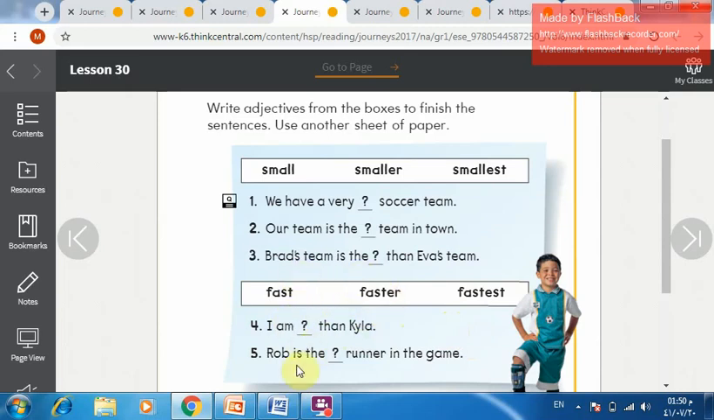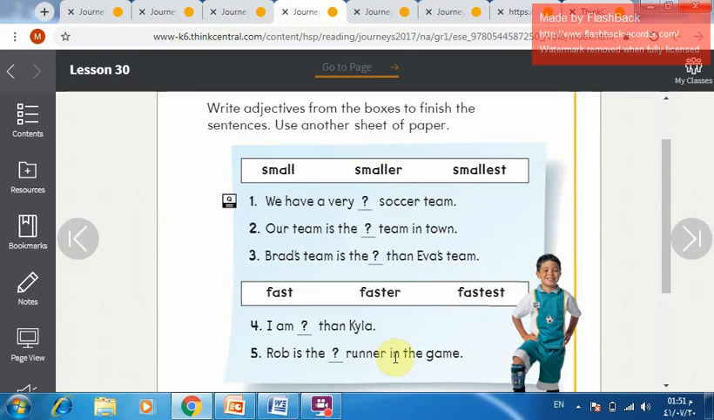Number 5. Rob is the dots runner in the game. You have only two left: fast or fastest. Rob is the, yes, the fastest runner in the game. This is the correct answer.